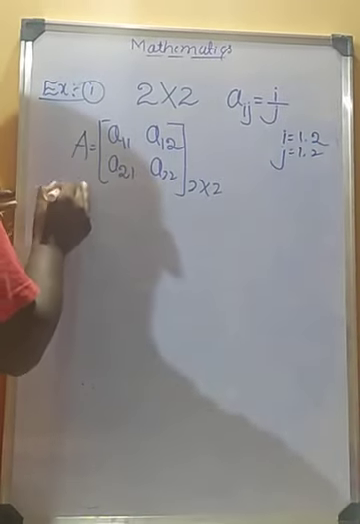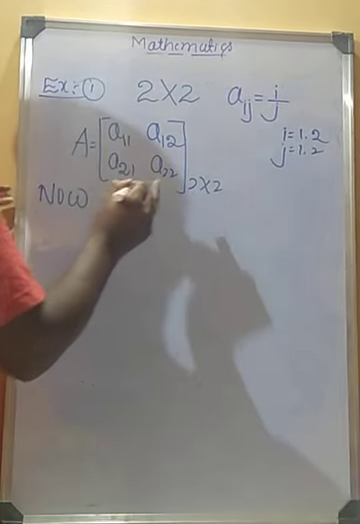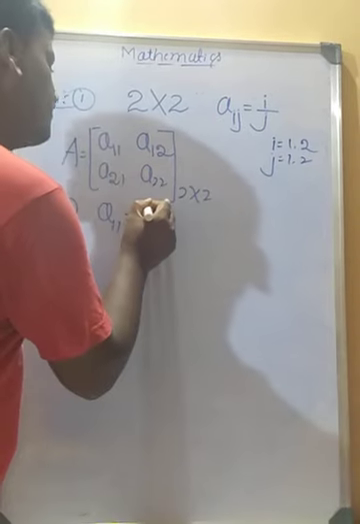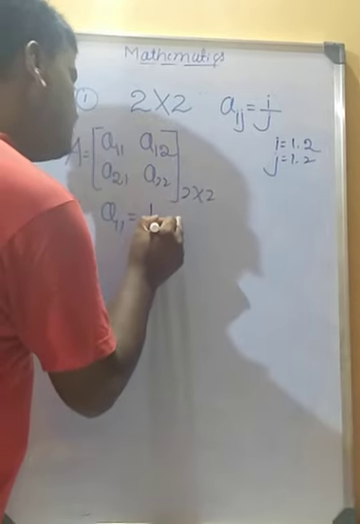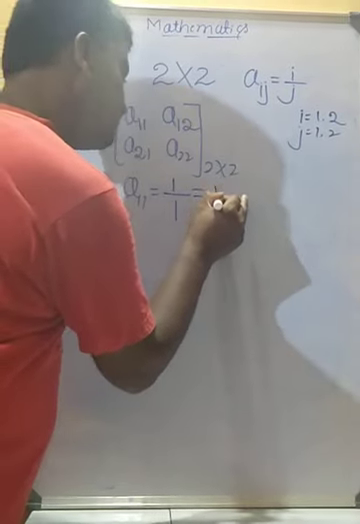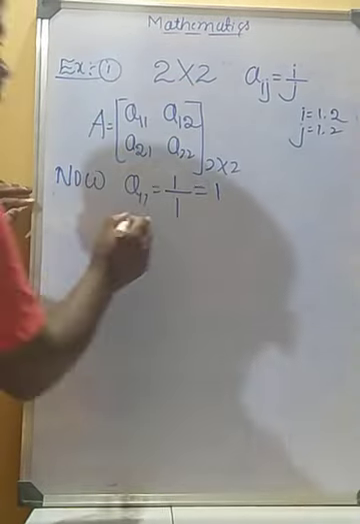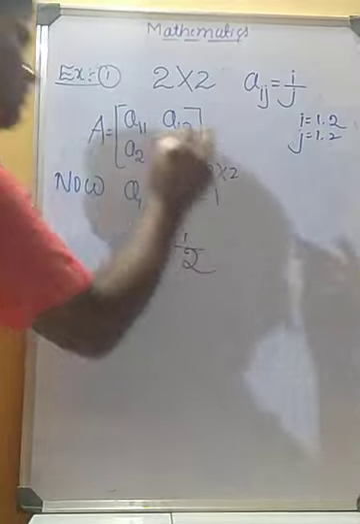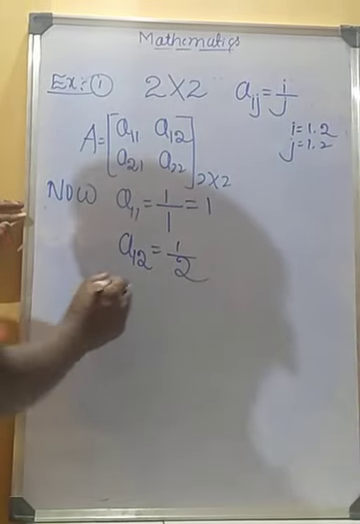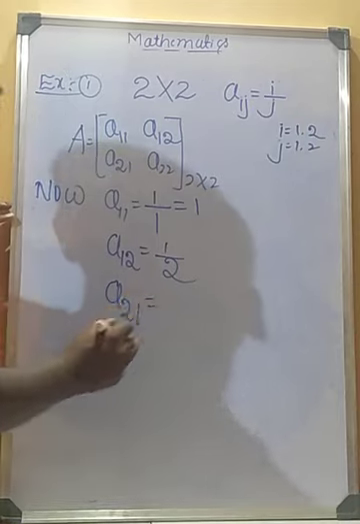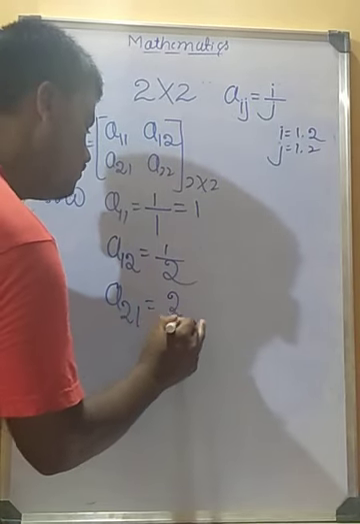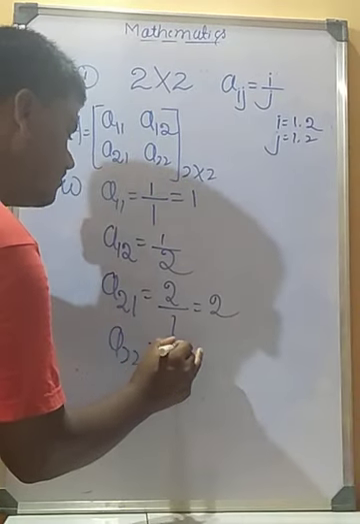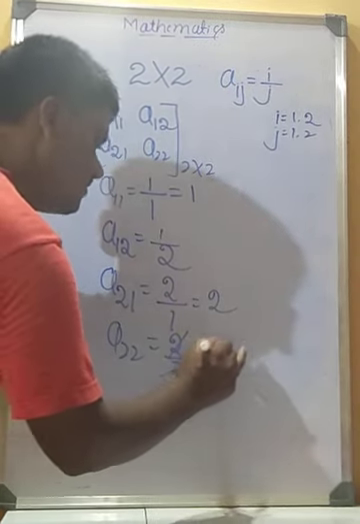Now first we have to find A11. So A11: i is 1, j is also 1. So on the right hand side, i is 1 divided by j is also 1. 1 by 1 is equal to 1. A11 is 1. A12: i is 1, j is 2, 1 by 2, or we can write 0.5. A21: i is 2, j is 1, 2 by 1 is equal to 2. The next one, A22: i is 2, j is 2, 2 gets cancelled by 2, giving 1.